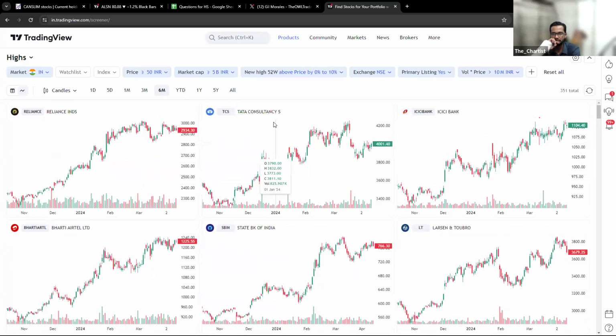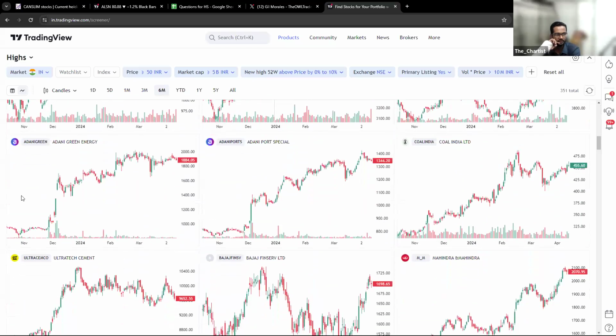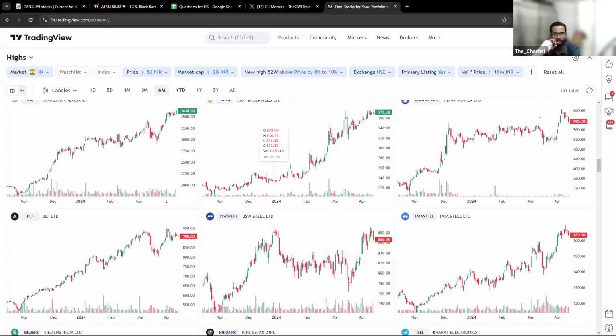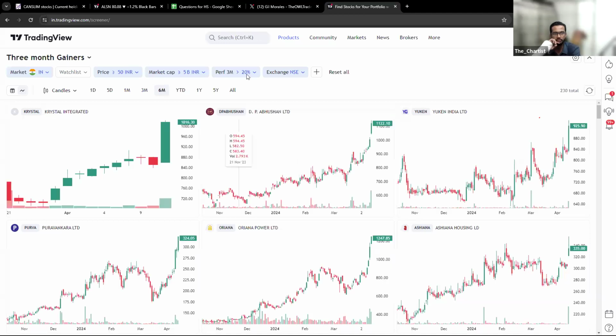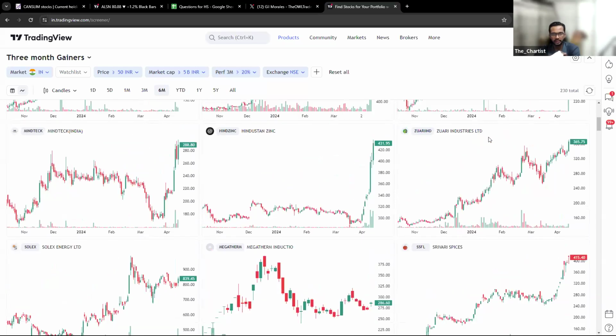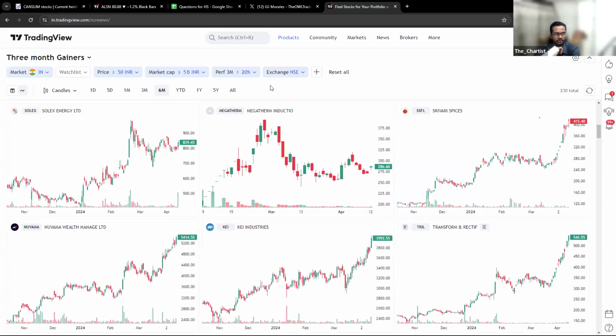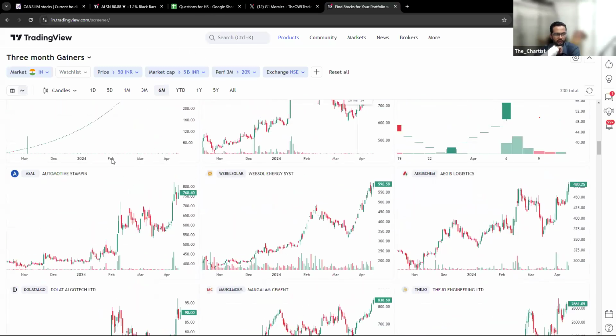So these are the charts here now. Exchange NSE. Then I have gappers, then I have 3-month gainers. These are the stocks that have moved more than 20% in 3 months. Market capitalization is 500 CR, price more than 50. So here you see 230 charts. If you do not have a MarketSmith subscription, you can run this screen here, right? So this you can do, sir. Yes, you can replace it if you want.